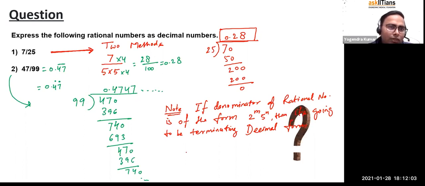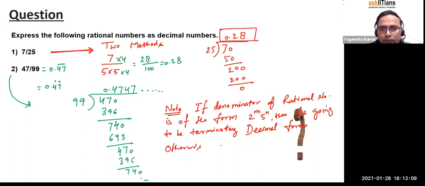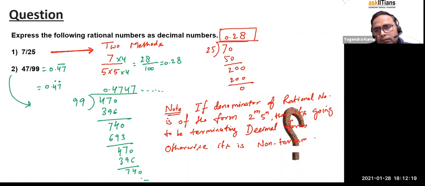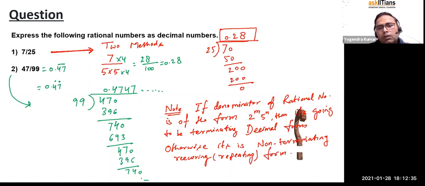Okay, but if it is not, then it is otherwise non-terminating, because it is a rational number, so it is non-terminating, recurring, or you can say repeating. Non-terminating, recurring, or repeating form it is, right? This is a very important note you can write down.